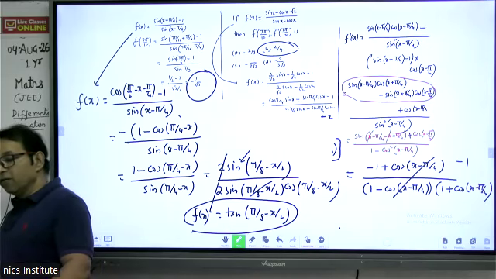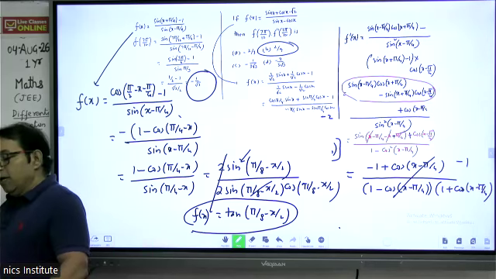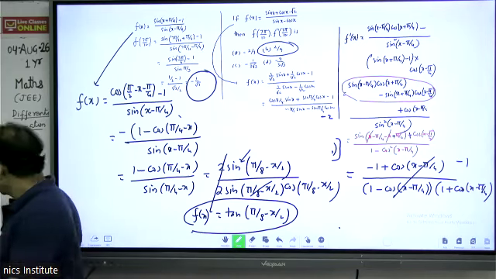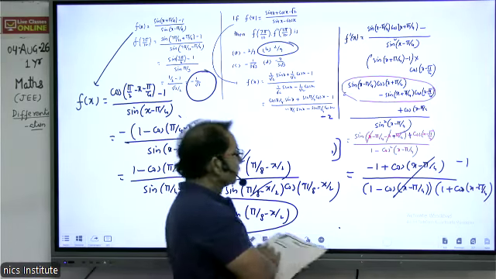So differentiating once and then again differentiating. But I don't know, pi by 8 minus x by 2 will be what value? Minus pi by 6. Ah, that's okay. Fair. So also you can remember this.